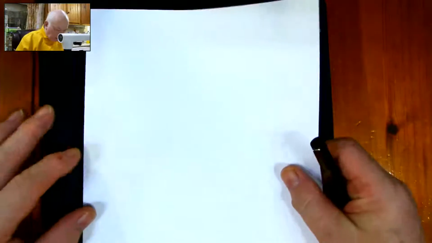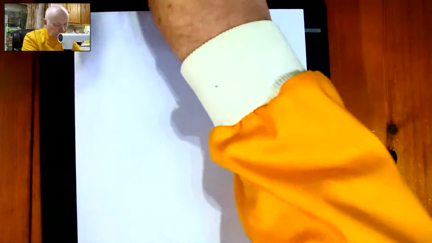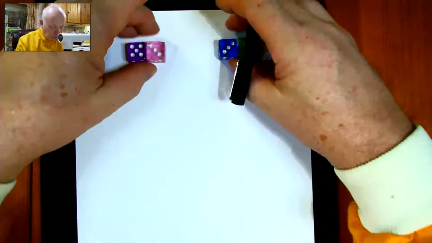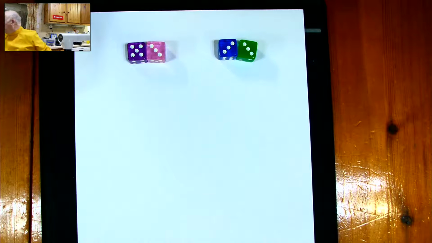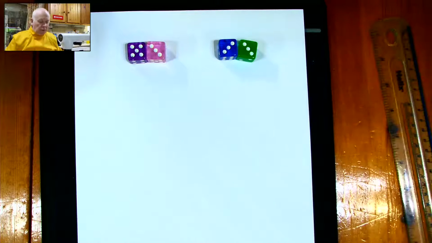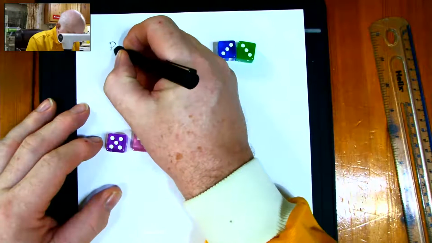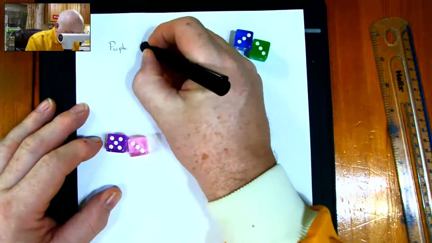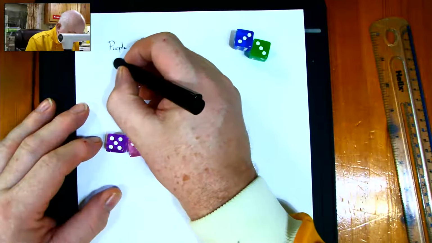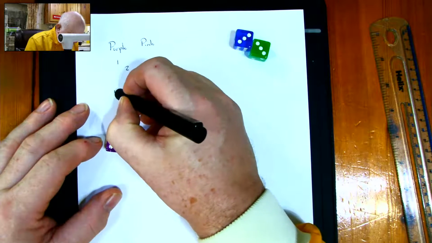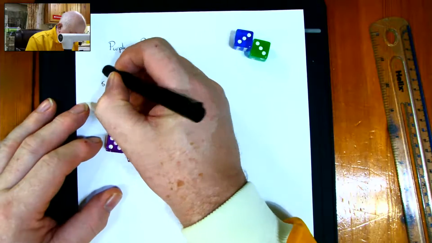So I'm going to play a little game, and the little game involves some dice. Here we are. I've got my dice, and I'm going to divide them into two. And with these, we're going to make up some rules. First of all, I'm going to have my purple dice and my pink one. And my purple dice, it's going to depend on what number we get.